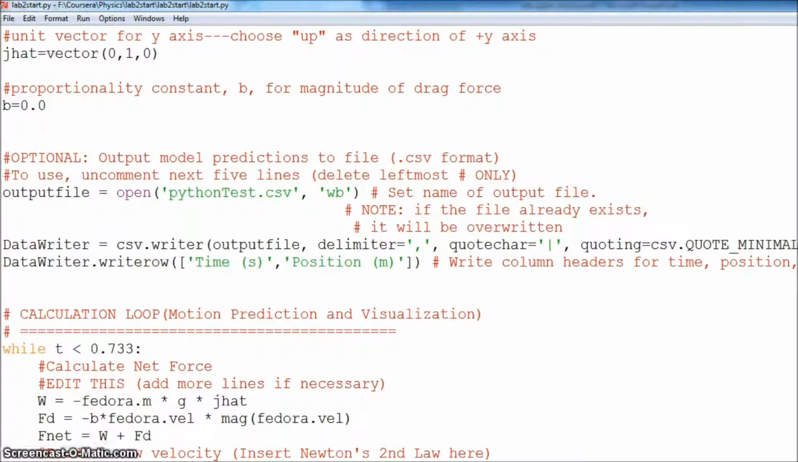Since I've already changed the formula for the drag force to be negative b times fedora.vel times the magnitude of that velocity, based on the information given to us in the lab assignment, I just need to figure out b, the proportionality constant, for this model. This will be done through trial and error so that the model will end at the exact same point as it does in my experiment. My experiment ends at negative 0.494 meters, though through trial and error I determined that b is equal to 0.337.